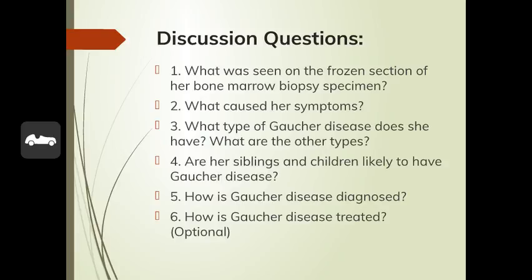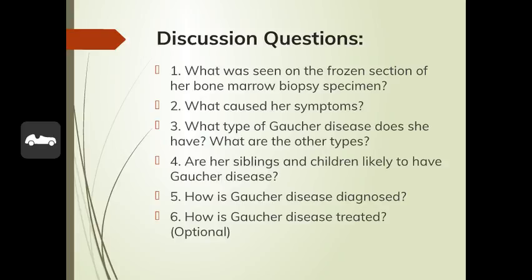What was seen on the frozen section of her bone marrow biopsy specimen? On the frozen section of the patient's bone marrow biopsy specimen, the development of Gaucher cells can be seen. These cells are taking over the patient's bone marrow space. They are enlarged macrophages filled with the glucocerebrosidase enzyme.